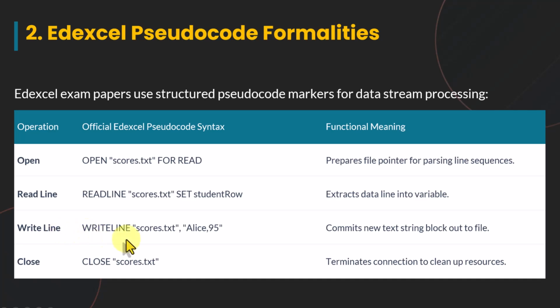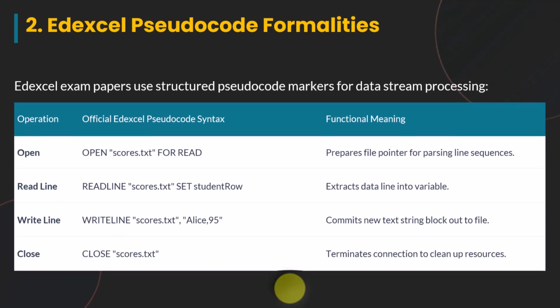Write line, name of the file, then a comma, then whatever value you want to write inside that file. So this will write Alice comma 95 to scores.txt. And after that, at the end, you have to close the file. Close, the name of the file, so it terminates the connection and cleans up resources. If you do not do that, you might damage your file and make the data inside the file unreadable. So those are the Edexcel pseudocode commands.